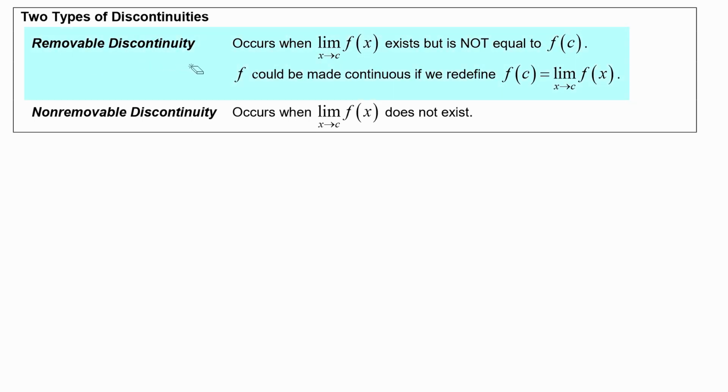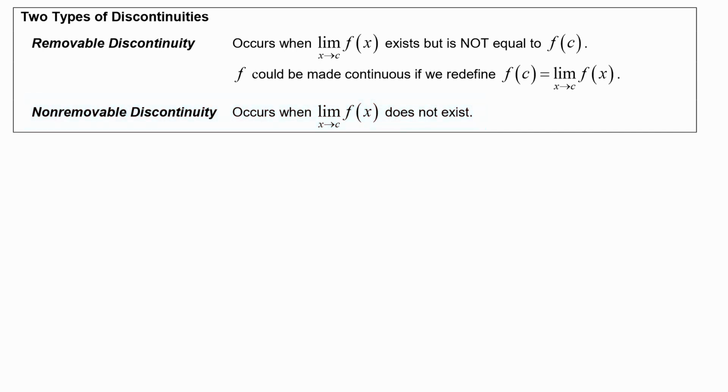A removable discontinuity occurs when the limit as x approaches c of f of x exists, but is not equal to f of c. F could be made continuous if we redefine f of c equal to the limit value, the limit as x goes to c of f of x. Now, a non-removable discontinuity occurs when the limit as x approaches c of f of x does not exist.